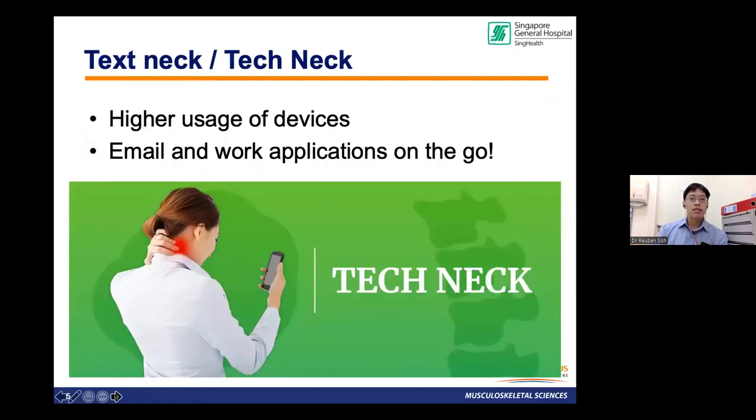Of course, this can only be made worse by the usage of quite a number of high-tech devices. Tech neck is getting quite commonly seen. Patients complain of neck pain, particularly when they have been working on their mobile device or their mobile phone. And the amount of email and work applications available on the go in your handheld device is usually increasing. And certainly this is not a great way to promote neck health.